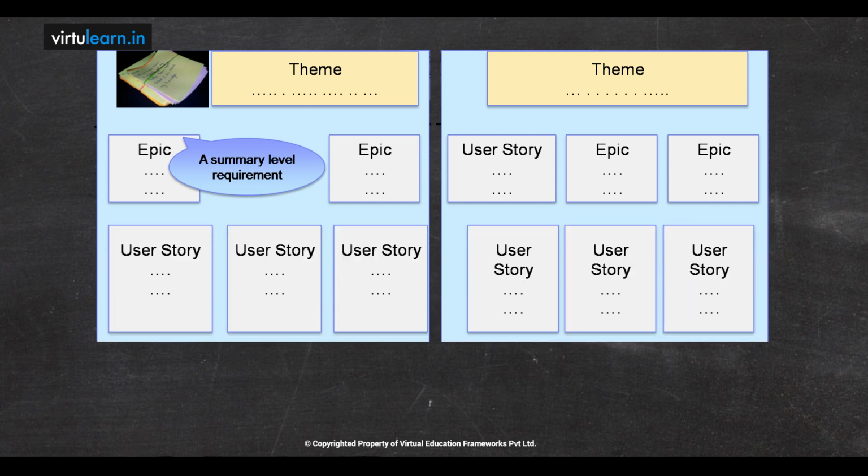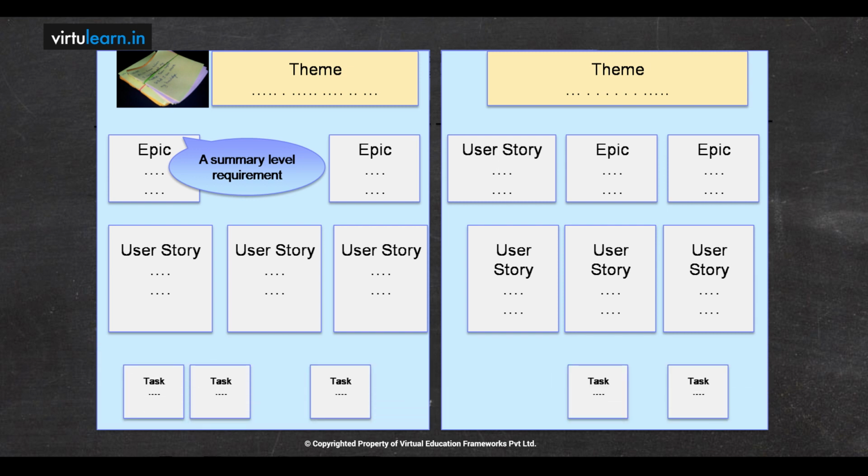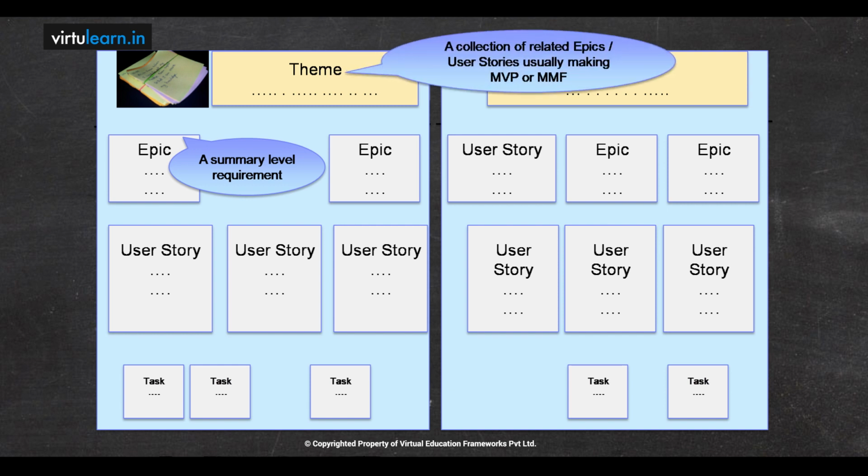A story that adds value to the user, we call it a user story. It could be a technical story or another story too. User stories are broken down into tasks. The theme is a virtual collection of related epics or user stories. That bunch of user stories or epics together makes the minimally marketable feature, making the minimum viable product.